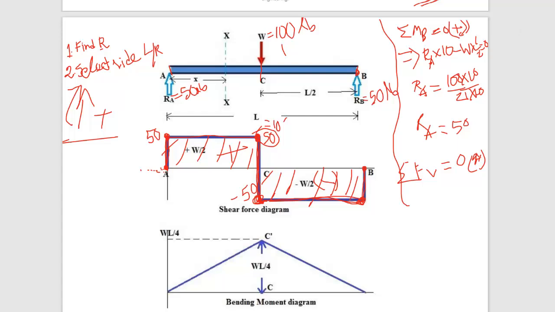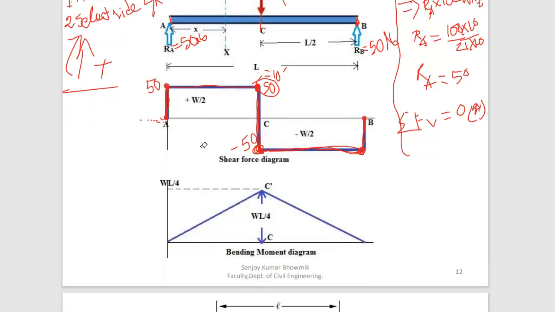Okay, so now as we know from the last basic, if you do the integration of load, we get the shear force. If you do the integration of shear force, we get the moment. So there is a simple technique, integration of the shear force. Integration of shear force means what? We can take the simple area.